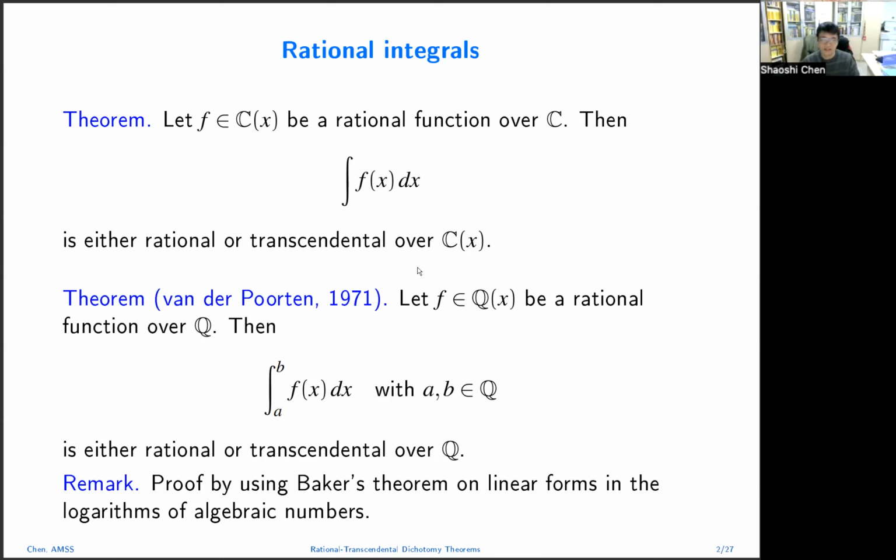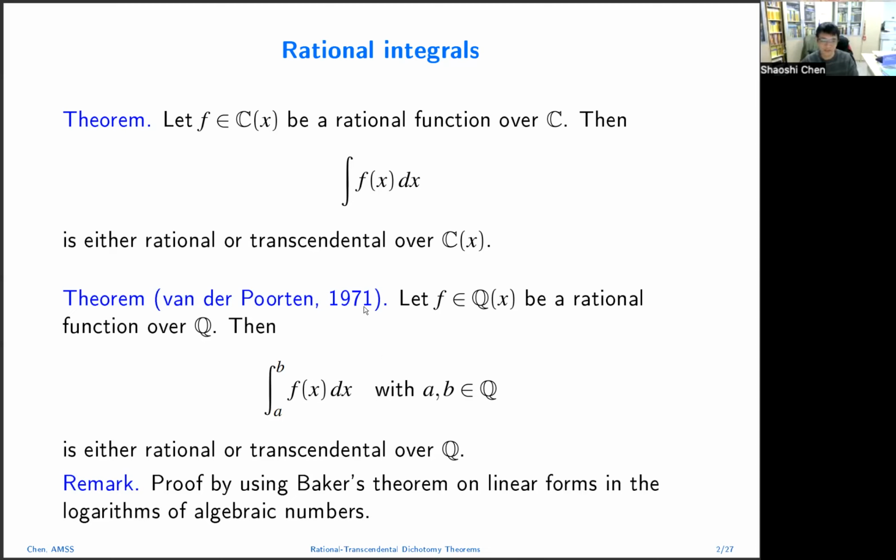And I think it's always the dream to have such kind of dichotomy theorem in number theory, because, for instance, if you can show zeta 3 is irrational, this implies transcendental, and that's pretty nice. But okay, let's see. Actually, from the integral, you can also get some dichotomy theorem for numbers.